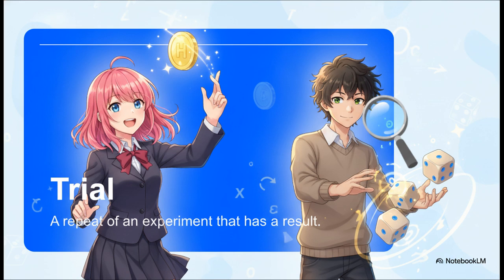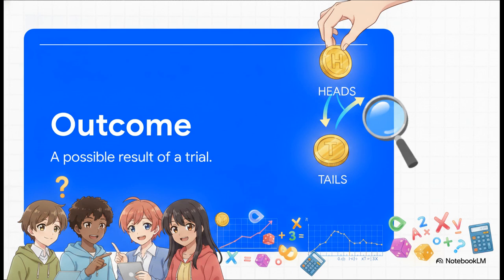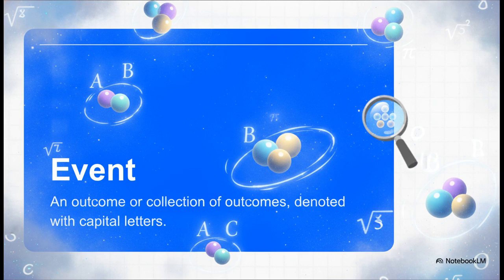So first up is a trial. Probability is really all about just repeating actions and watching what happens, right? A trial is just one single repeat of an experiment where you can actually observe or record a result. Like, just one single flip of a coin or one roll of a dice. That's a trial. Which leads us straight to our next word, outcome. This connects perfectly to the trial we just mentioned. An outcome is, quite simply, a possible result of that trial. If your trial is flipping that coin, your possible outcomes are heads or tails. Snappy, straightforward, right?